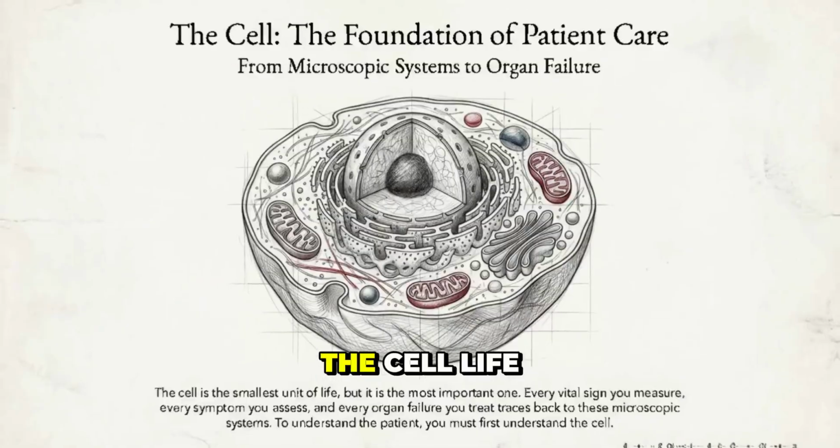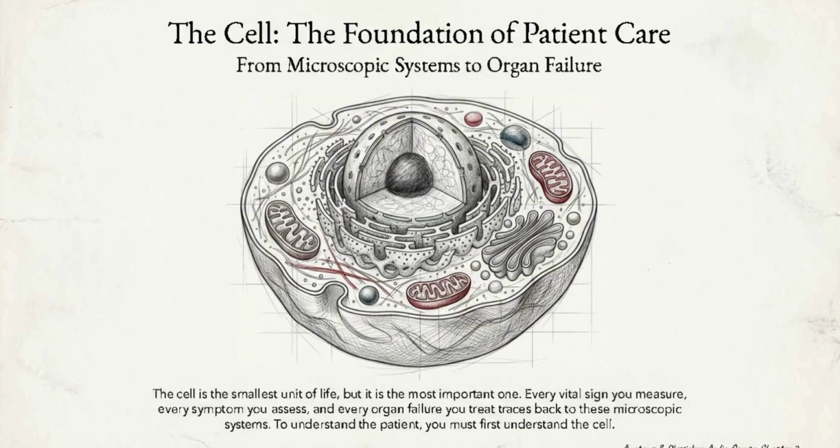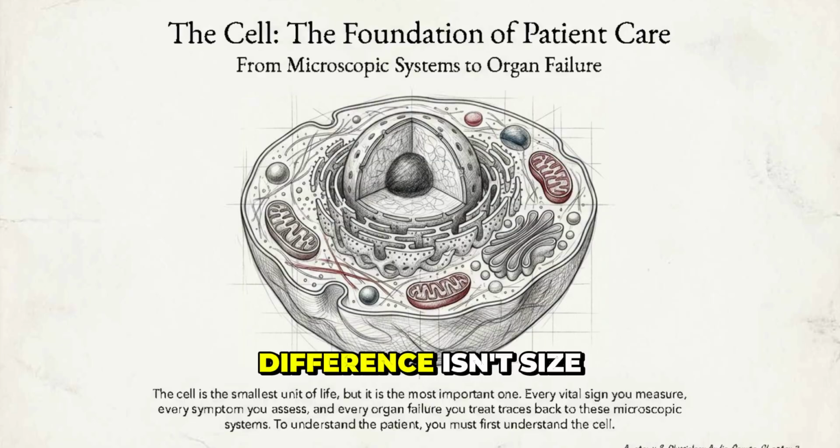Let's get into it. The cell, life at the microscopic level. What makes something alive? When we talk about cells, it helps to start with a simple question. What actually makes something alive? A rock isn't alive, a chair isn't alive, but a human body is. The difference isn't size or shape. The difference is that living things can take in energy, use it, respond to their environment, and maintain balance.